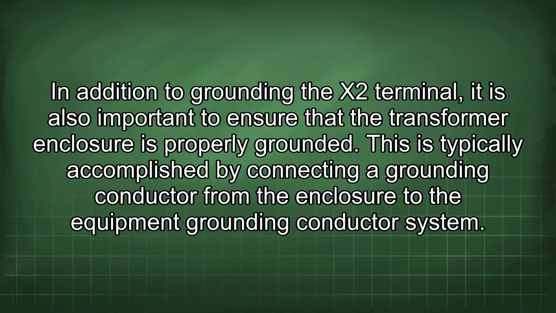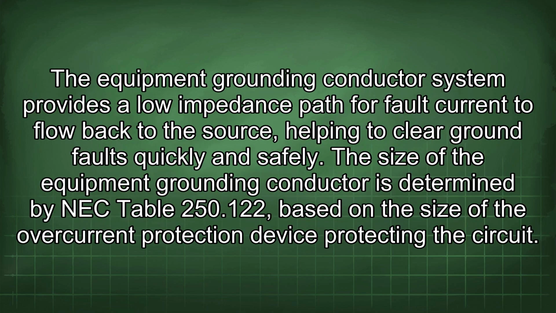In addition to grounding the X2 terminal, it is also important to ensure that the transformer enclosure is properly grounded. This is typically accomplished by connecting a grounding conductor from the enclosure to the equipment grounding conductor system. The equipment grounding conductor system provides a low impedance path for fault current to flow back to the source, helping to clear ground faults quickly and safely. The size of the equipment grounding conductor is determined by NEC Table 250.122, based on the size of the overcurrent protection device protecting the circuit.